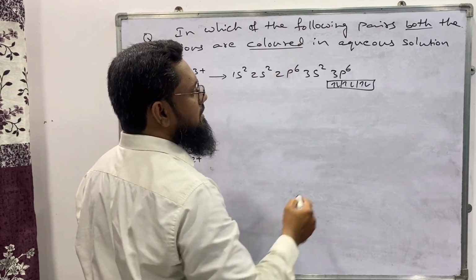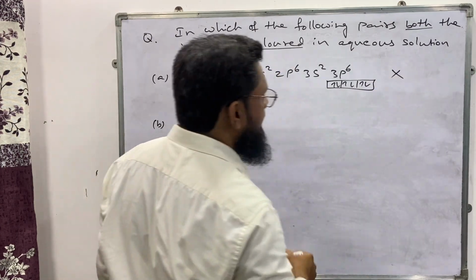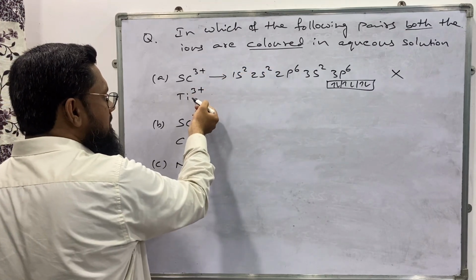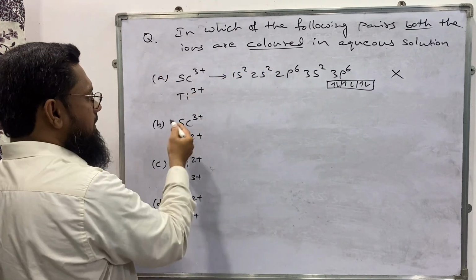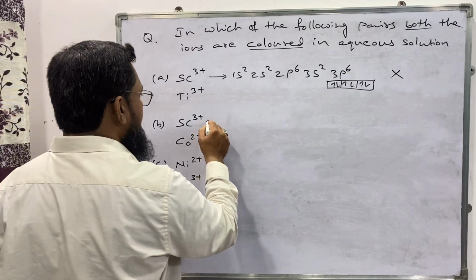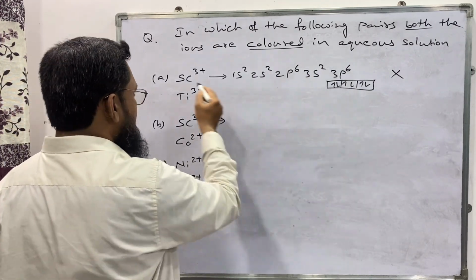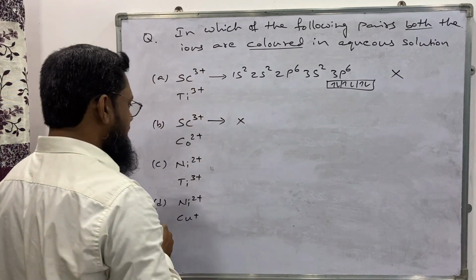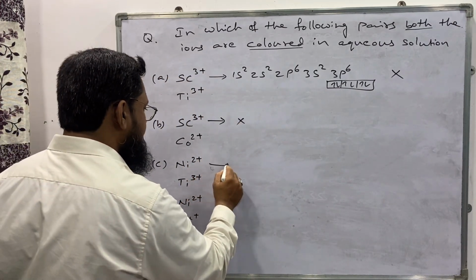have any unpaired electrons. No unpaired electrons means it is colorless. They are asking for colored. So obviously it is not colored, it is colorless. So of course this option is the wrong option. Let's directly go to the next option. Here also we will get the same. Here also scandium is given. So it is also not colored.